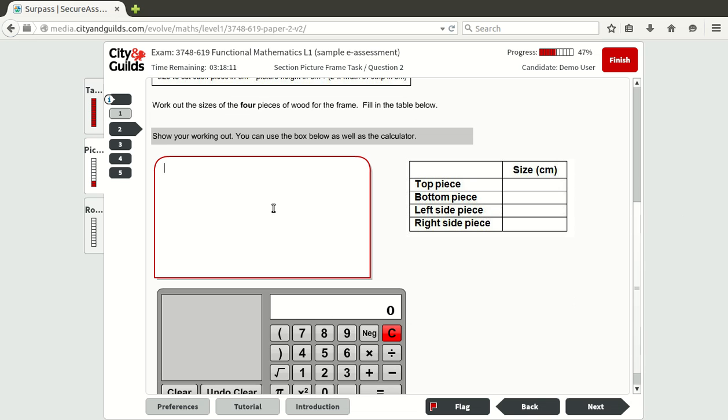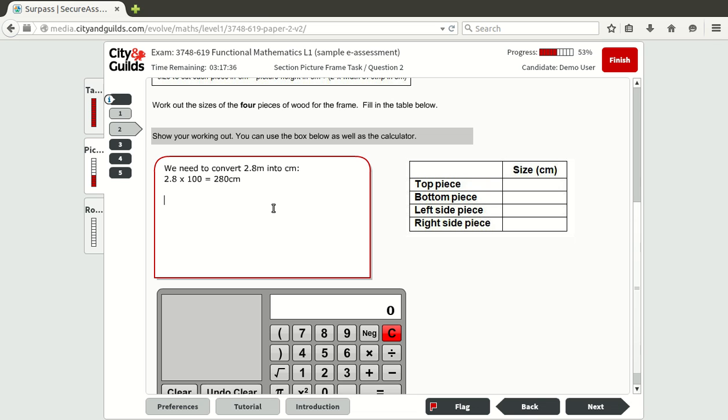So we need to convert 2.8 meters into centimeters. So we do this by saying 2.8 multiplied by 100. That is equal to 280 centimeters. Right. So we have a long piece of wood which is 280 centimeters.